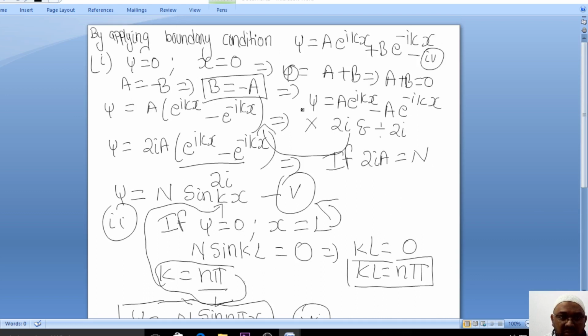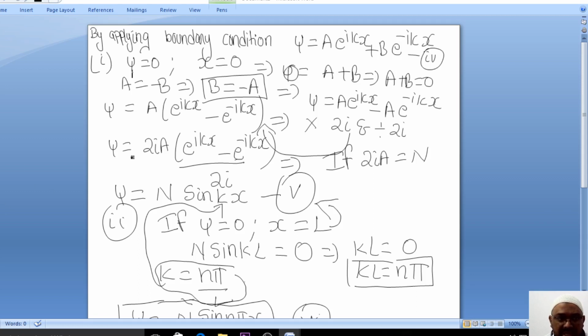We got this value. See, psi is equal to 0 at x is equal to 0, a plus b is equal to 0. So a is equal to minus b and b is equal to minus a. So psi is equal to a into e to the power of ikx. Instead of b, we are just writing minus a into e to the power of minus ikx. Psi is equal to a into e to the power of ikx minus e to the power of minus ikx. Now, in order to reduce it into a particular form, we are just multiplying with 2i to this particular equation, 2i and dividing it with 2i.